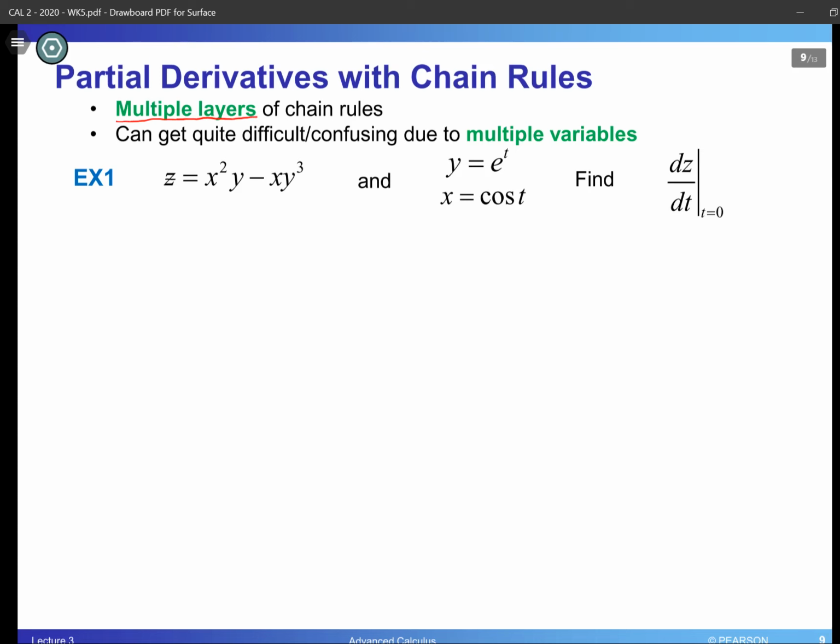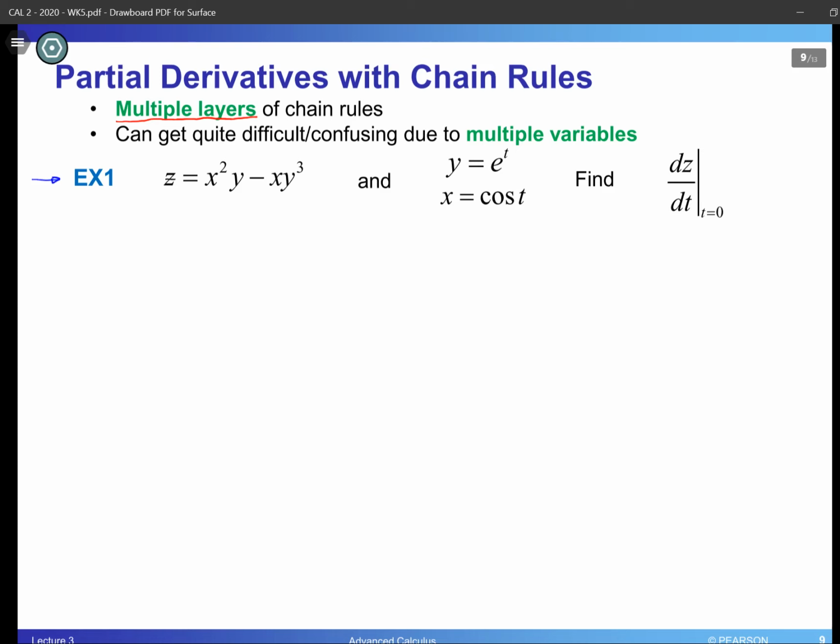Well, what does that mean? Multiple layers of chain rules? This might be the first time that you have heard of these terms, right? That is okay. Let's find out about that in this first example. Example number 1. When you look at this example, we have quite a lot of information to think about.